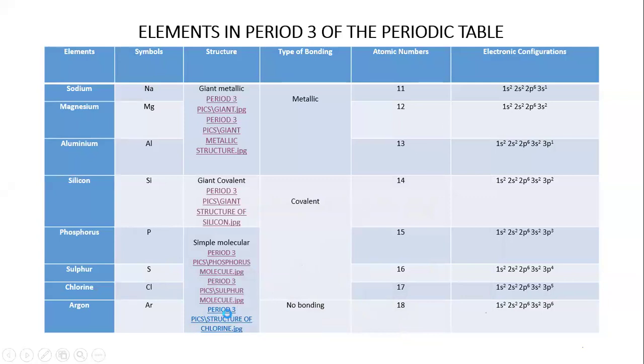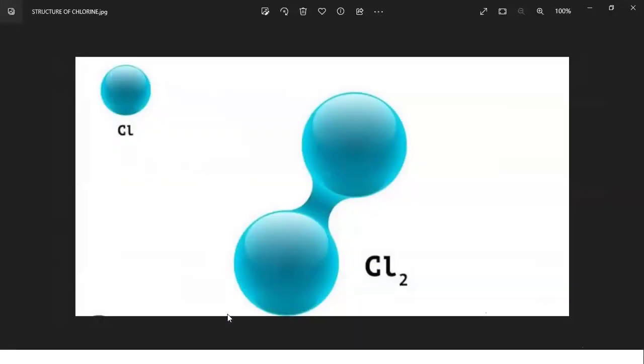That is chlorine, the diatomic. Chlorine is diatomic. This is 1 atom, and this is another atom. These peaks were generated using some technology, which is not covered at our level, but it's called spectroscopy.